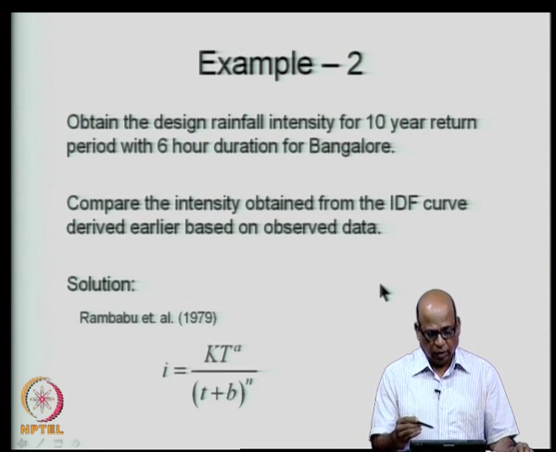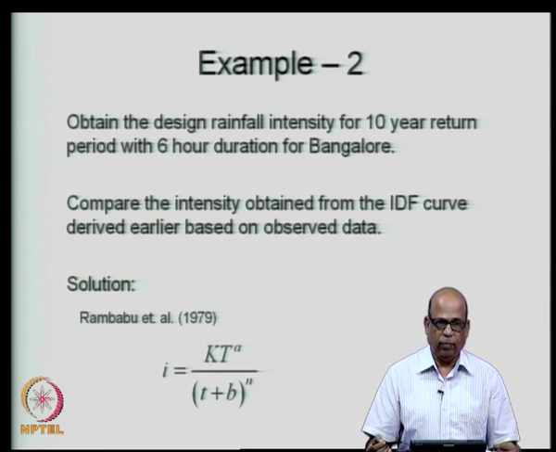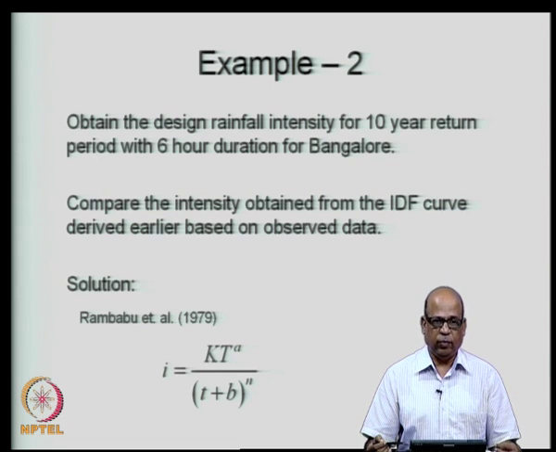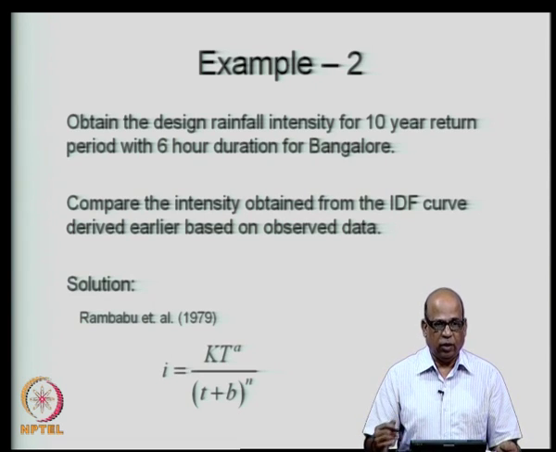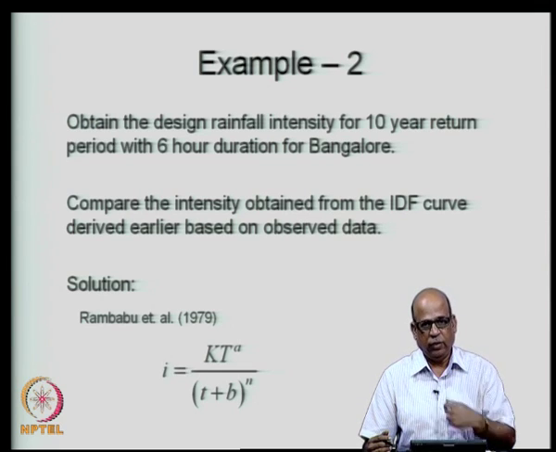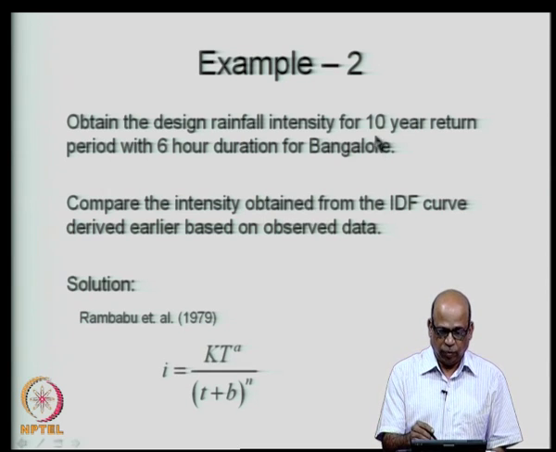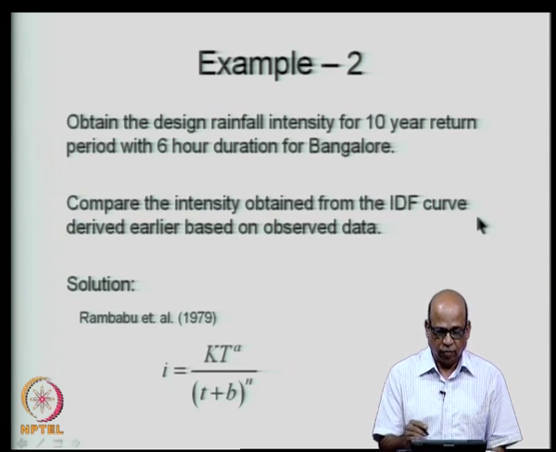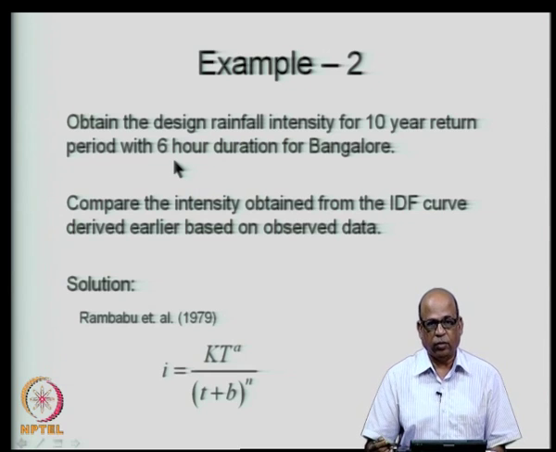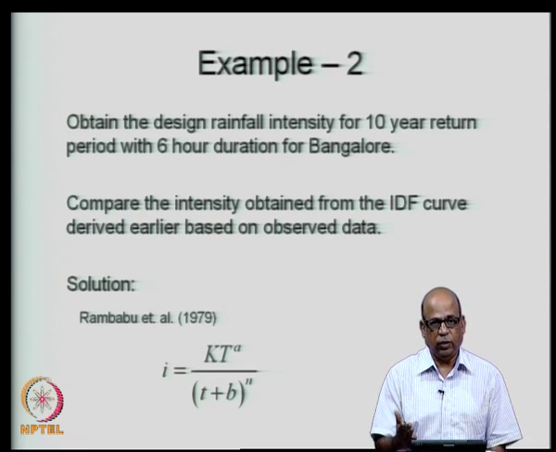What we will do is take an example now of the same Bangalore city rainfall that I considered previously for constructing the IDF relationship. We will apply these empirical relationships as provided by Rambabu et al. as well as Kothari and Garde, and see what kind of intensities we get for a specified return period of 10 years for a given duration of 6 hours, and compare it with what we obtained from the observed data, to see how different they are from each other.